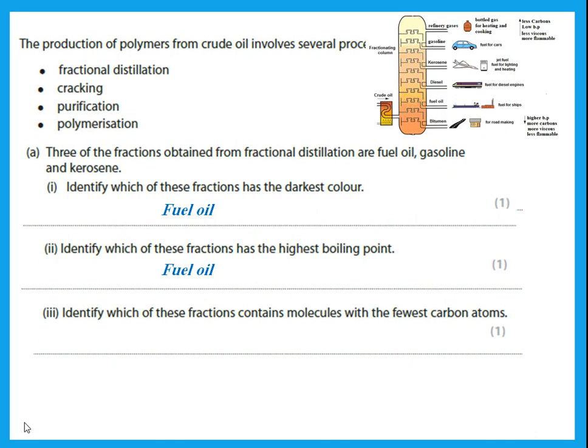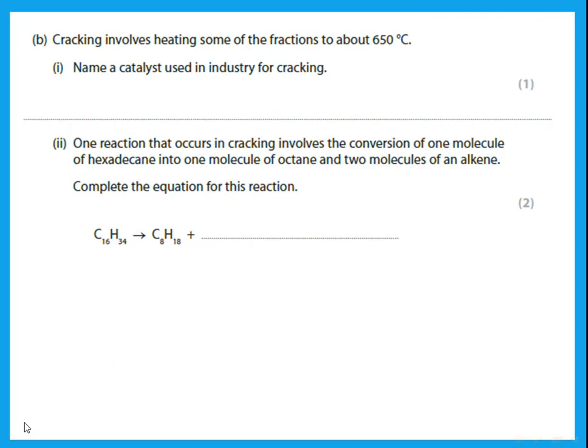Identify which of these fractions contains molecules with the fewest carbon atoms. Fewest means less number of carbons. That's at the top. So the one at the top would be the gasoline. Remember, you're choosing from the 3 choices that he gives you: fuel oil, gasoline, and kerosene. Okay.